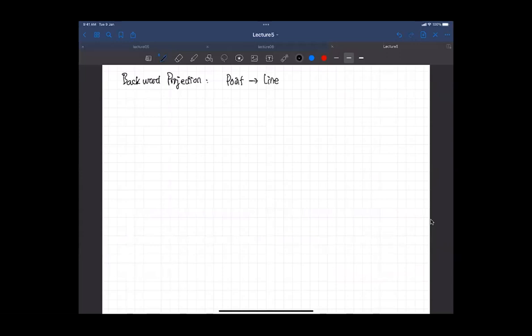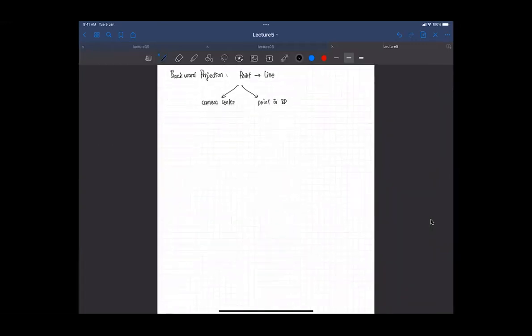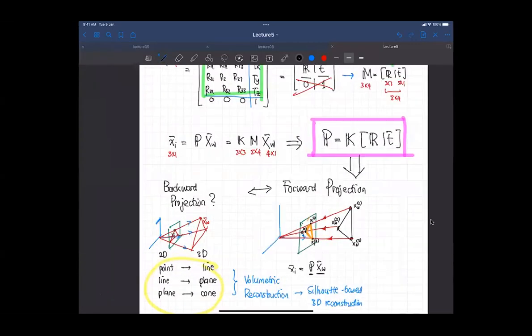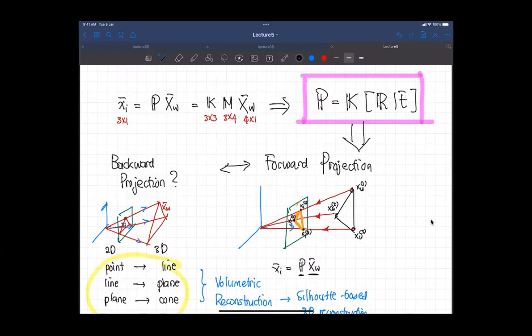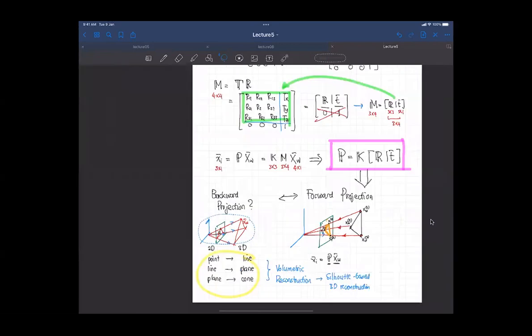For this one, you have to go through two kinds of steps. One is to find the camera center. And second is to find a point in 3D representing the image point. So why these two steps are important is that, imagine this one again. So I will bring it here.